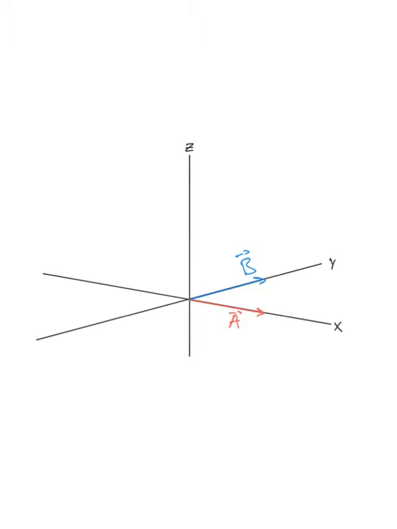As an example of finding the direction of the cross product of two vectors, let's look at a vector A which points directly in the x direction and a vector B that points directly in the y direction. Now, if we let the C vector equal A vector cross B vector, the C vector must point in the z direction because this is the only direction for which the C vector makes a 90-degree angle with both the A vector and the B vector.